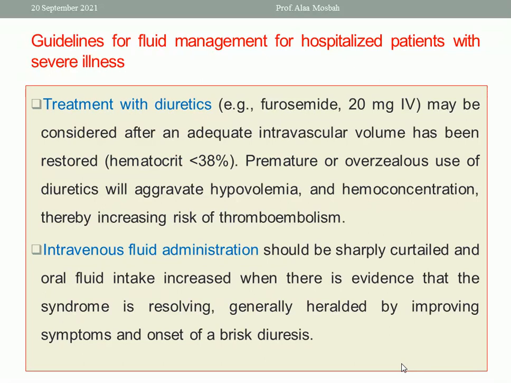Intravenous fluid administration should be sharply curtailed and the oral fluid intake increased when there is evidence that symptoms are resolving, generally heralded by improving symptoms and the onset of diuresis. So you shift from intravenous fluid to oral fluid after improvement of the symptoms and after occurrence of diuresis. This is a sign of improvement, so you can shift from intravenous fluid to oral fluid.